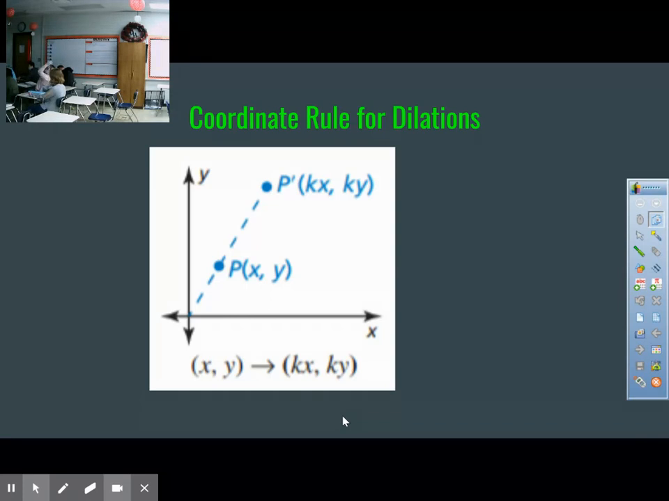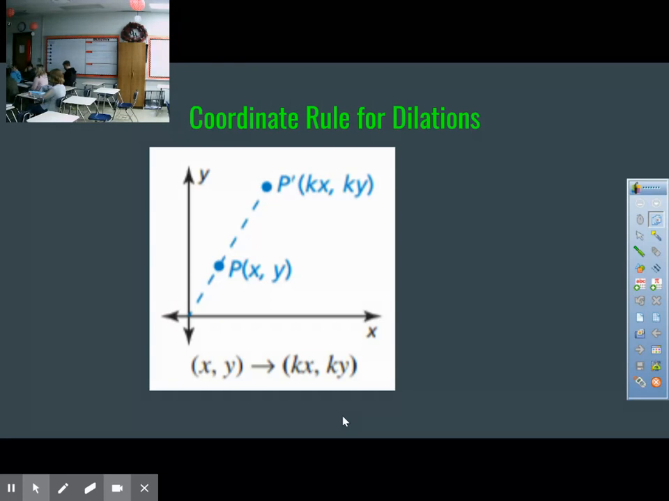With dilations, the coordinate rule is (x, y) is translated to (kx, ky). So with a dilation, all you do is take your two coordinates, your x and your y coordinate, and multiply them by the scale factor. So that's what that means. You take your coordinates and multiply them by the scale factor to find your new image.